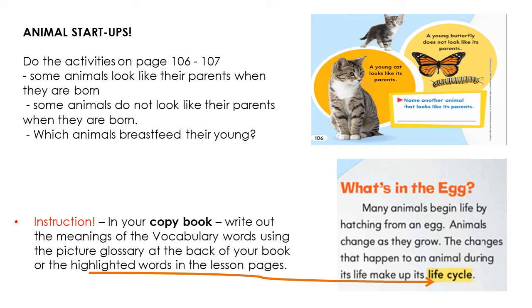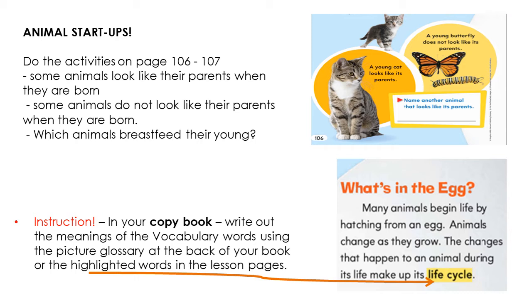So I'd like for you to have done, or at least do, the activities on pages 106 to 107, and note how some animals look like their parents when they are born and some animals do not look like their parents when they are born. Also, while you're looking at these, I need you to consider which animals breastfeed their young. Remember, we did the different kinds of animals in the previous chapter. I think one of those animals breastfeed their young. That means their children eat from their mother's breasts.